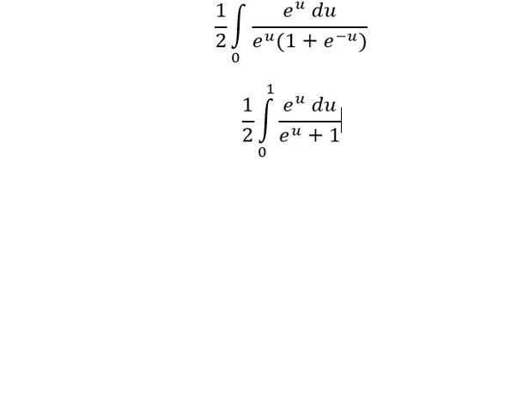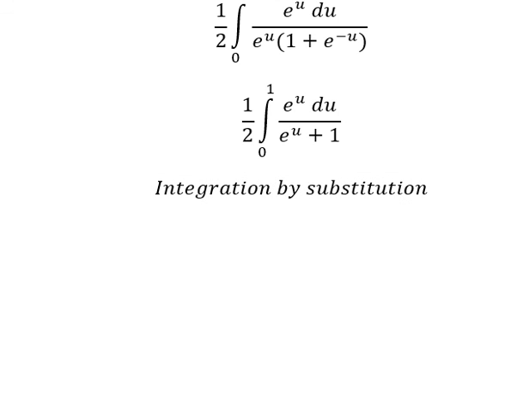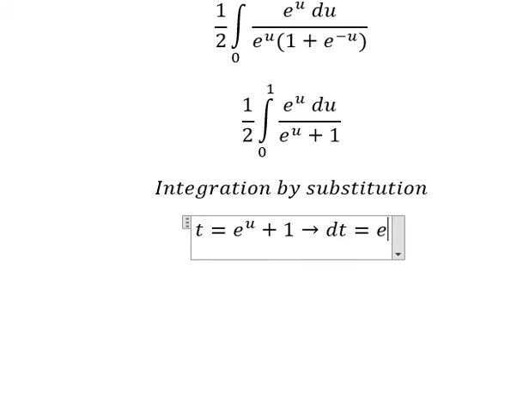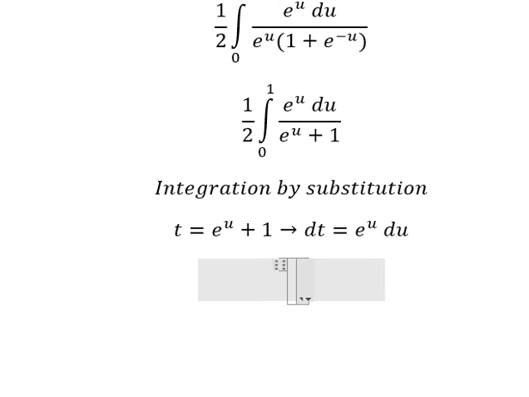Next, we can use integration by substitution. So I will put t equals e to the power of u plus 1. So if we do the first derivative for both sides, we have dt equals e to the power of u du. Later, we need to change the bounds.